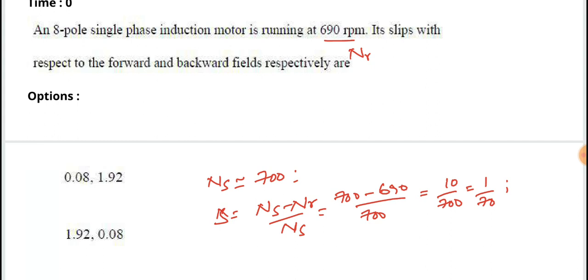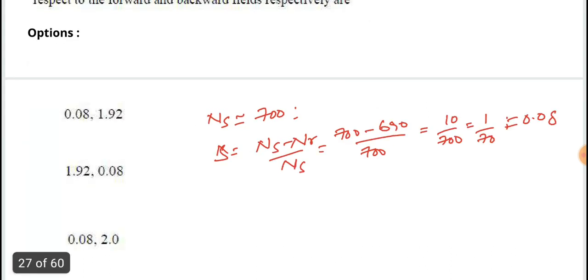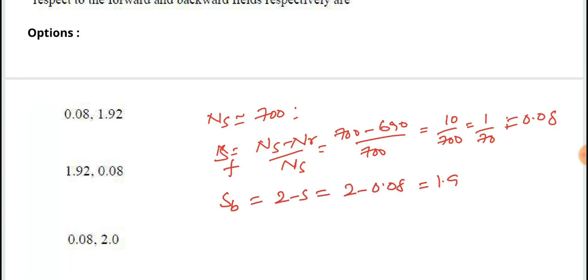Now which is equal to 0.08, I can say. The forward slip is 0.08, and the backward slip is nothing but 2 minus S, that is 2 minus 0.08, which is nothing but 1.92 here. So the answer will be 0.08 and 1.92. So option 1 will be the right option for this question.